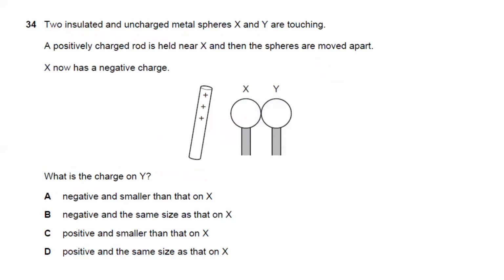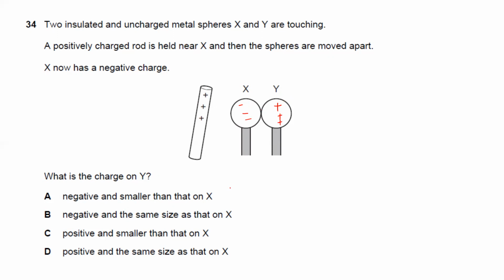Then question number 34. It says two insulated and uncharged metal spheres X and Y are touching. A positively charged rod is held near X and the spheres are moved apart. X now has a negative charge. So X now has a negative charge, and when they move apart, Y will have a positive charge. So what is the charge on Y? Equal to this, or one less than this, but positive.